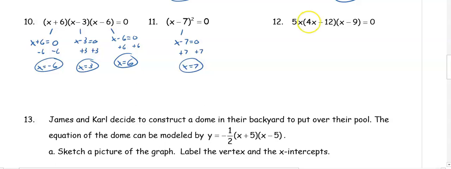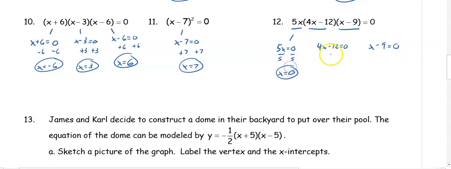In number 12, there are 3 x terms. So we have 5x equals 0, 4x minus 12 equals 0, and x minus 9 equals 0. In the first one, we're going to divide by 5, so x equals 0. Then we can add 12 to both sides, so 4x equals 12, divide by 4, so x is 3. And for our last solution, we can add 9 to both sides, so x equals 9.